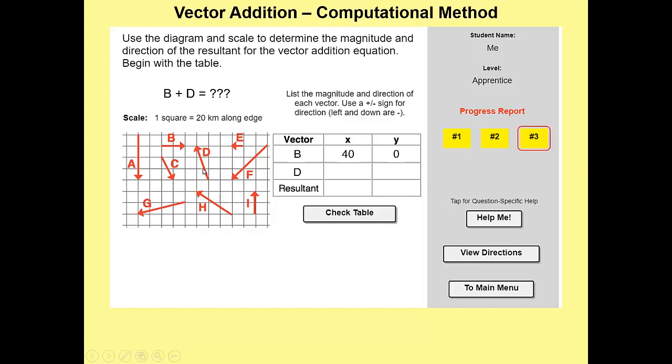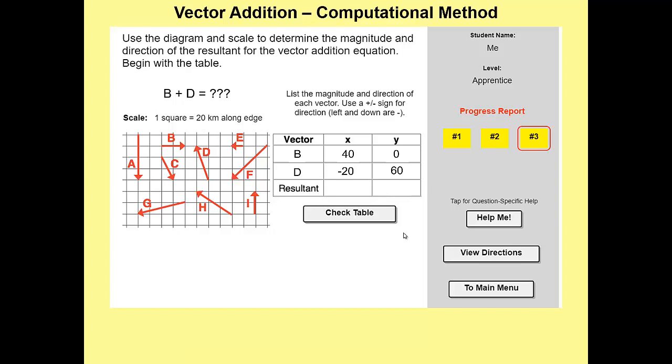So here's D. It is 1 box to the left, right? So that makes it negative 20, and vitally important you get the negative on there. And then it is 3 boxes up, or 3 squares up. 3 times 20, a positive 60.